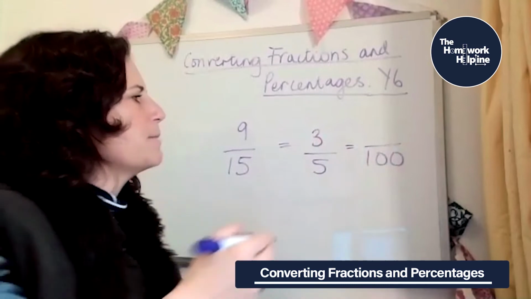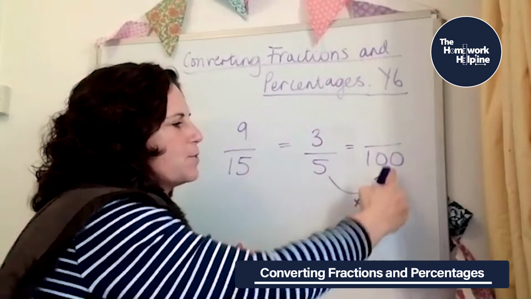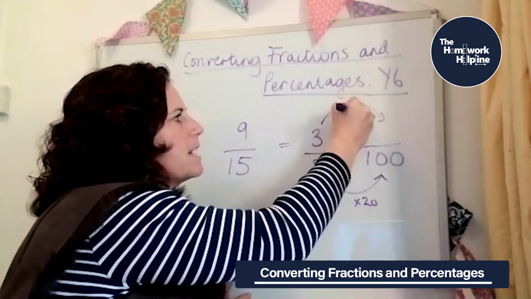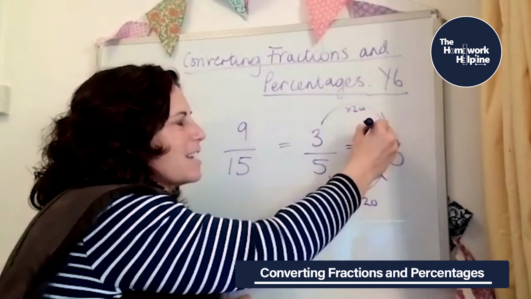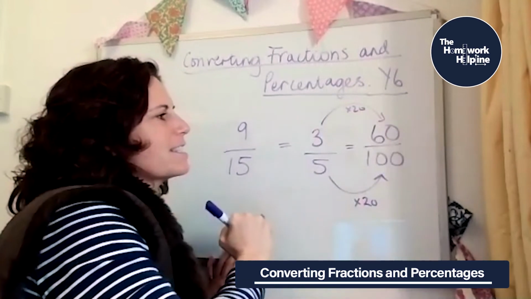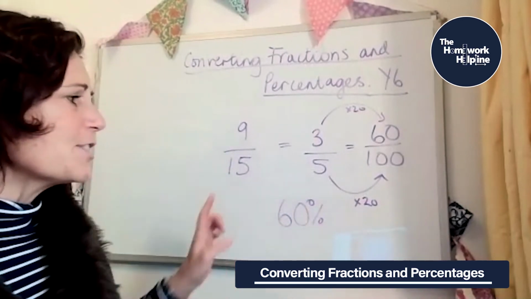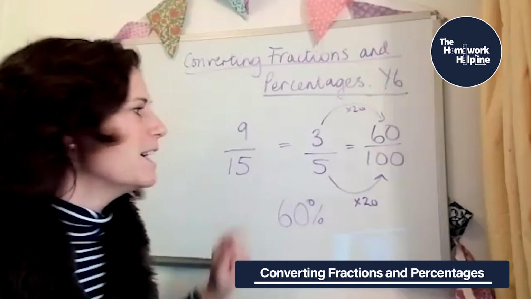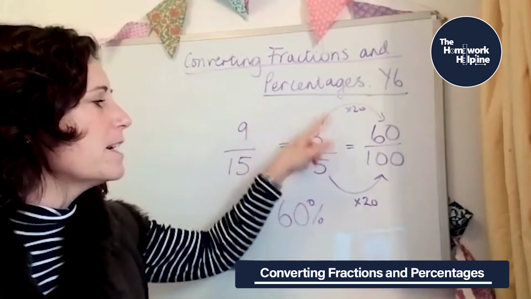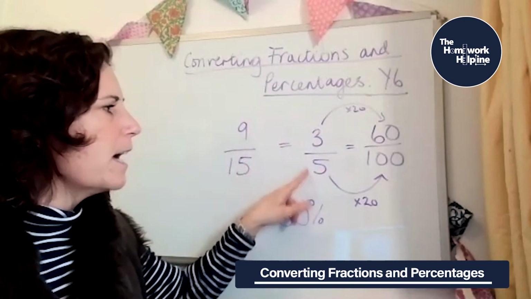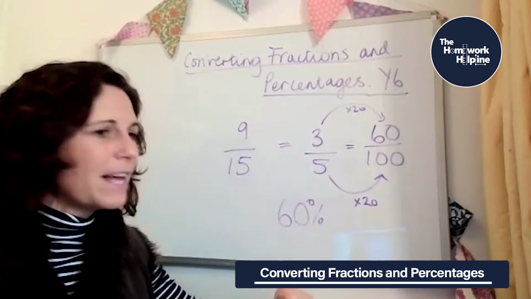So again, 5 times 20. We multiplied that by 20, so I must multiply the top by 20. 3 times 2 is 6, times 10 is 60. So that is 60%. So it's not quite as straightforward sometimes as just multiplying that number into 100. Sometimes you need to find another number that you can divide by first, and then it'll multiply into 100. I hope that's helped you a little bit.